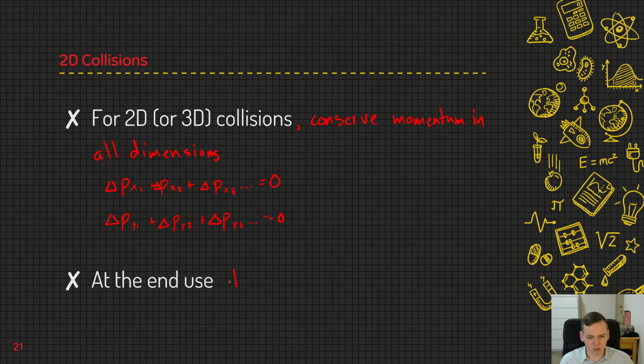And at the end, use trigonometry to combine as necessary. So it's just like when we did projectiles, and then at the end, if you wanted to find the final speed, you just used the hypotenuse of the x speed and the y speed, combined them. Same thing here. If you want to know the final momentum, just do the hypotenuse of the x momentum and the y momentum.